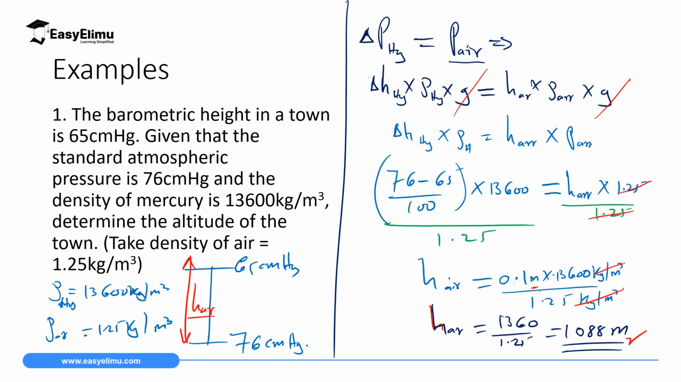So what you do, you get the height difference between the base and the top. You use it here, you use it in SI units. Then times the density of mercury. Gravitational constant will cancel out, and then you equate it with the height of air times the density of air. Then you solve it like that, and get the answer.